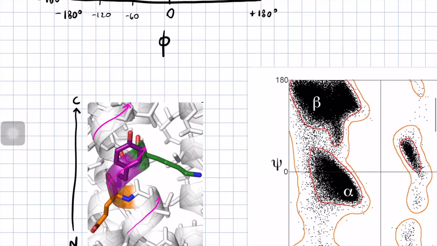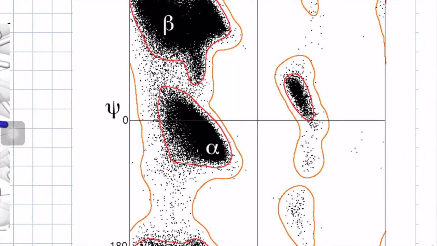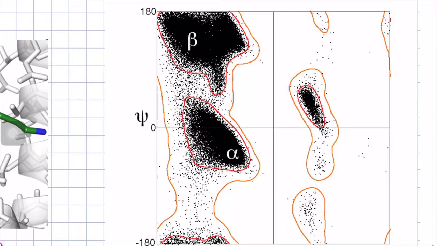So here I'm showing you a Ramachandran plot in which each dot represents the phi-psi value for an amino acid in a protein structure. And of course, the alpha here represents the portion of the Ramachandran plot that has phi-psi angles in the range that's consistent with alpha helical secondary structure.